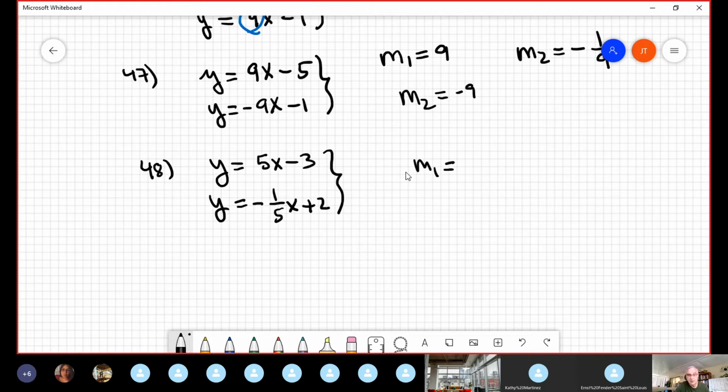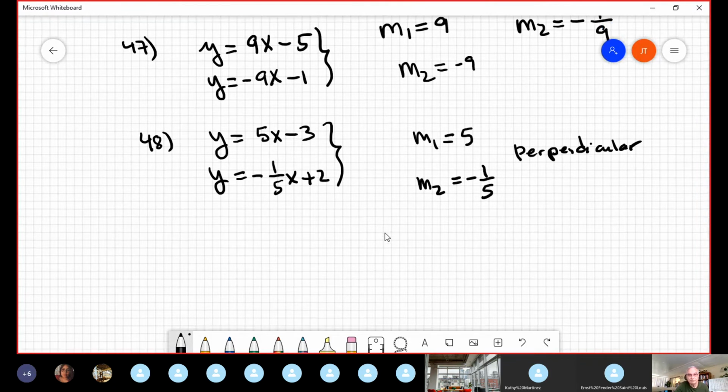Absolutely. I agree with you 100%. Slope 1 is 5. Slope 2 is negative 1/5, which is exactly the reciprocal and opposite sign. Therefore, conclusion, perpendicular. Very, very well. I like that. Super.